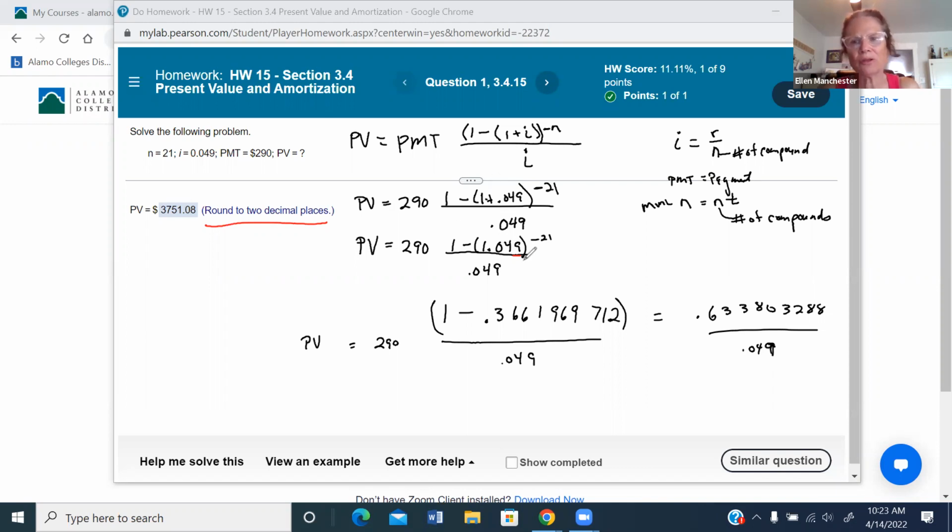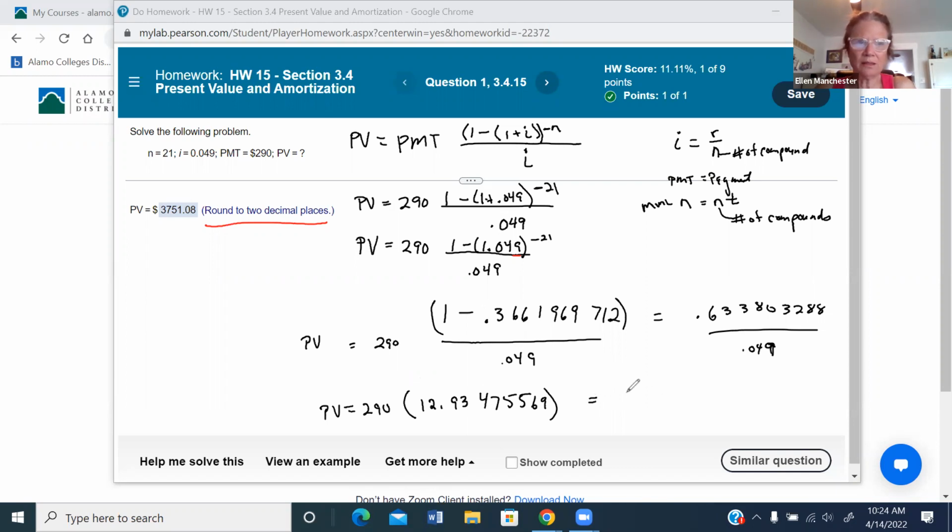You can't overuse parentheses. Okay, so I have 1 minus 0.36619699712, and I get 0.63380. Divide that by 0.049. So notice I'm just dividing here, and I'm going to get that the present value is 290 times 12.93475569. Again, I'm not rounding. And then I'm just taking that answer and multiplying by 290.